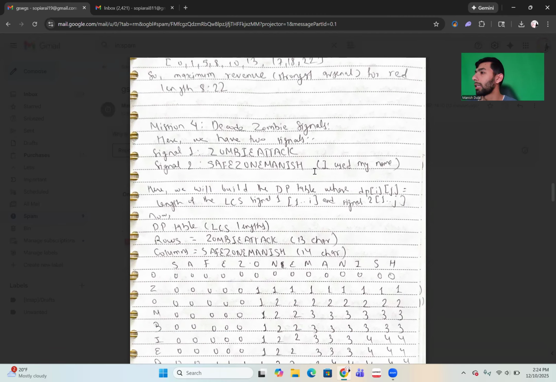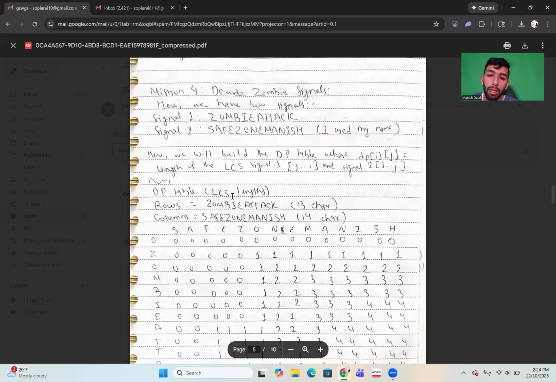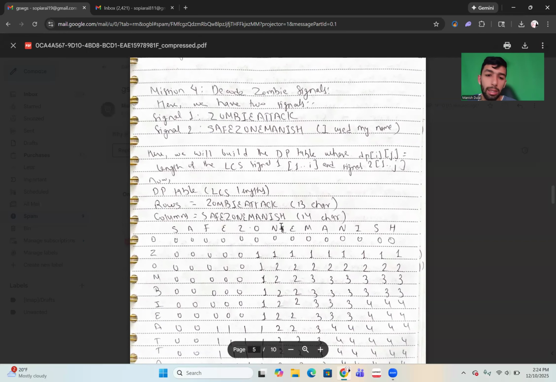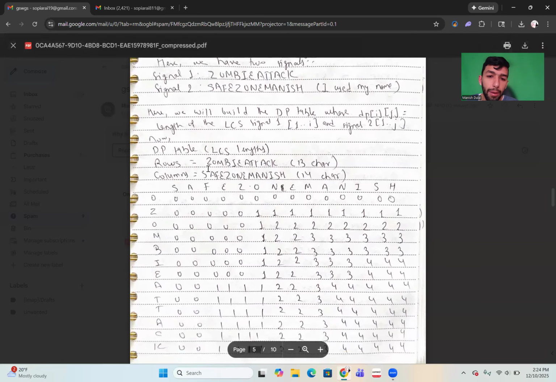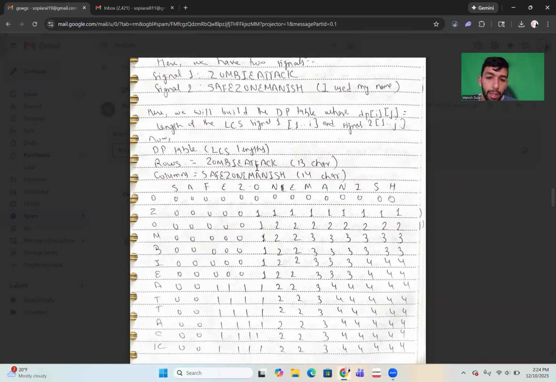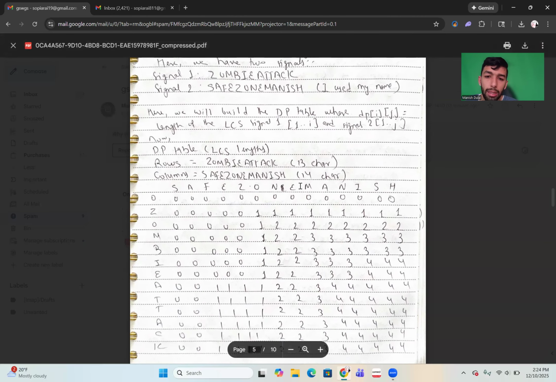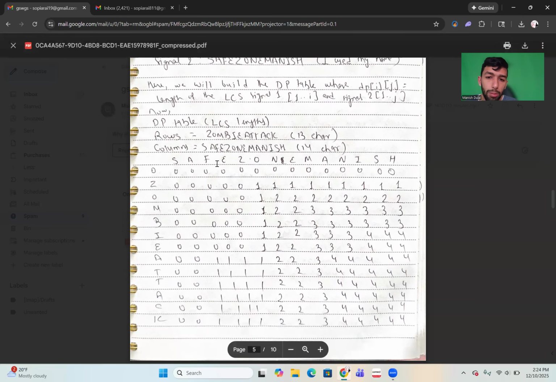And it has asked to build the DP table for the longest common subsequence, basically LCS, of these two signals. Basically, all we're trying to figure out is what the LCS value is when we combine these two signals. That is all. And zombie attack has 13 characters, like 1, 2, 3, 4, 5, 6, 7, 8, 9, 10, 11, 12, 13. For zombie safe zone Manish, it is going to be 14. So we have safe zone Manish right here and zombie attack right here.